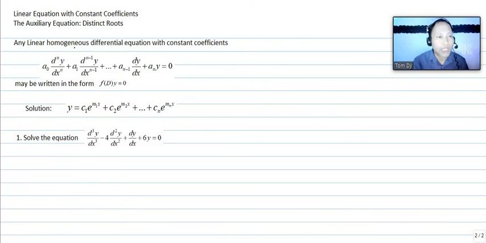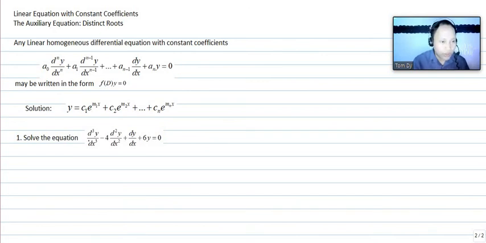When we speak of a linear homogeneous differential equation, you have here your nth derivative of y with respect to x, and then that is in descending order, and then you have here your constants a sub 0, a sub 1, and so on. Now, to understand how to use this equation, we will have here our example. Take note, the auxiliary equation with distinct roots.